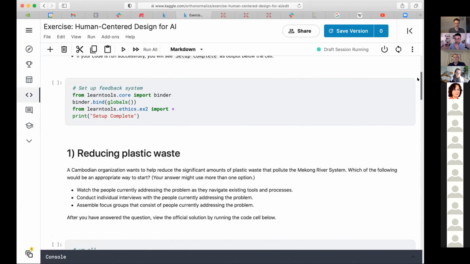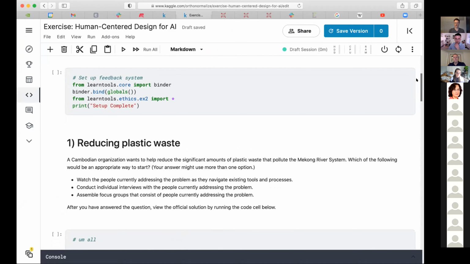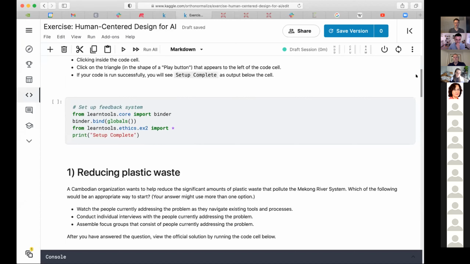So the first question they ask is about a Cambodian organization that wants to help reduce the significant amounts of plastic waste that pollute the Mekong River system. Which of the following might be an appropriate way to start? Watch people currently addressing the problem, navigating existing tools and processes, conduct individual interviews, assemble focus groups.